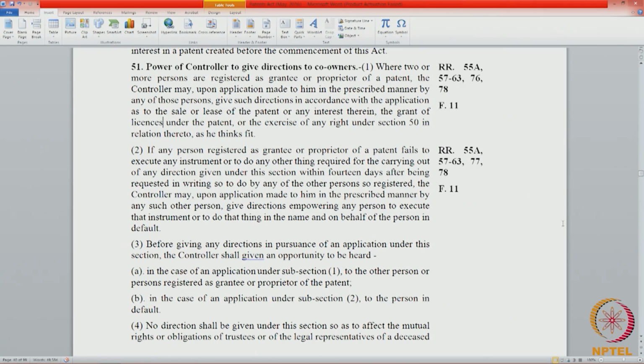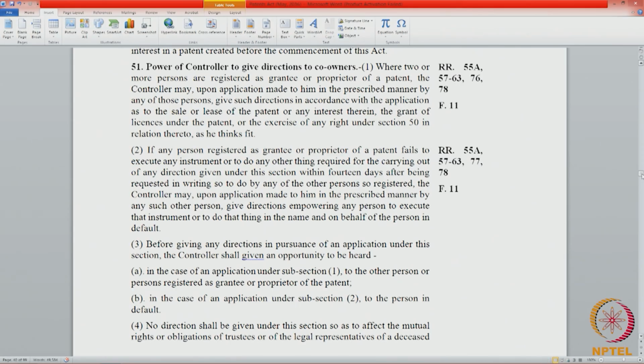Now, the controller has wide powers to issue directions on this, and the grant of licenses under a patent is covered under 51(1). So, A can take an application under Form 11 and ask the controller to give a direction, because the other 2 co-owners are not interested or are not giving the consent for him to license the patent.